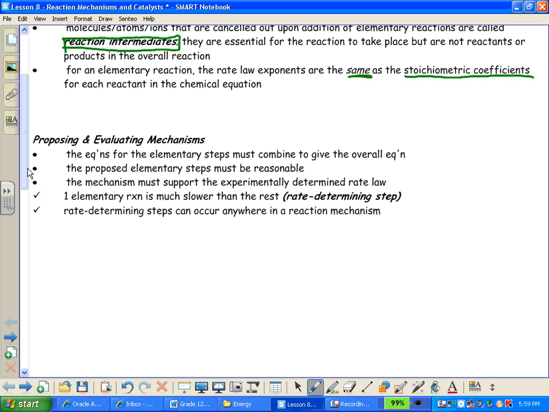One elementary reaction is much slower than the rest, and we call this the rate determining step. Okay, rate determining steps can occur anywhere in a reaction mechanism.